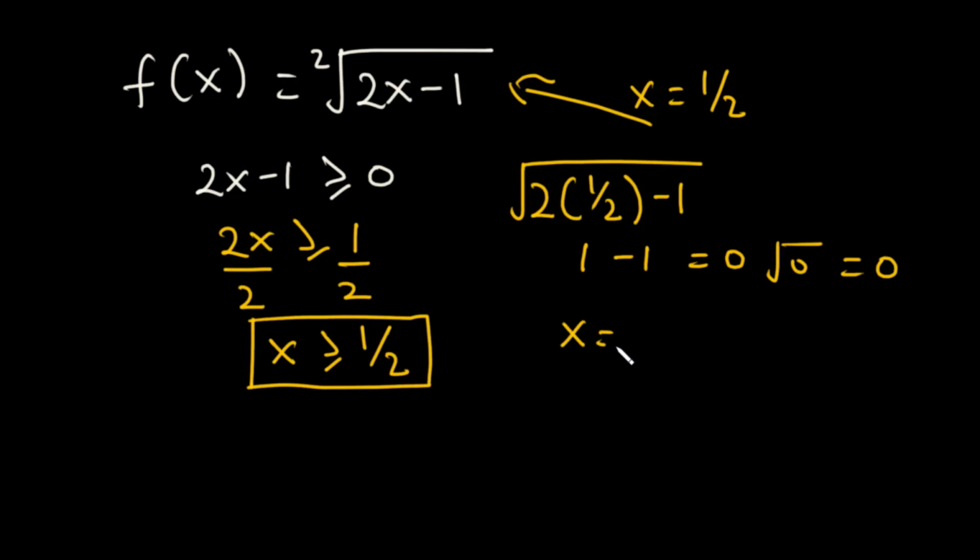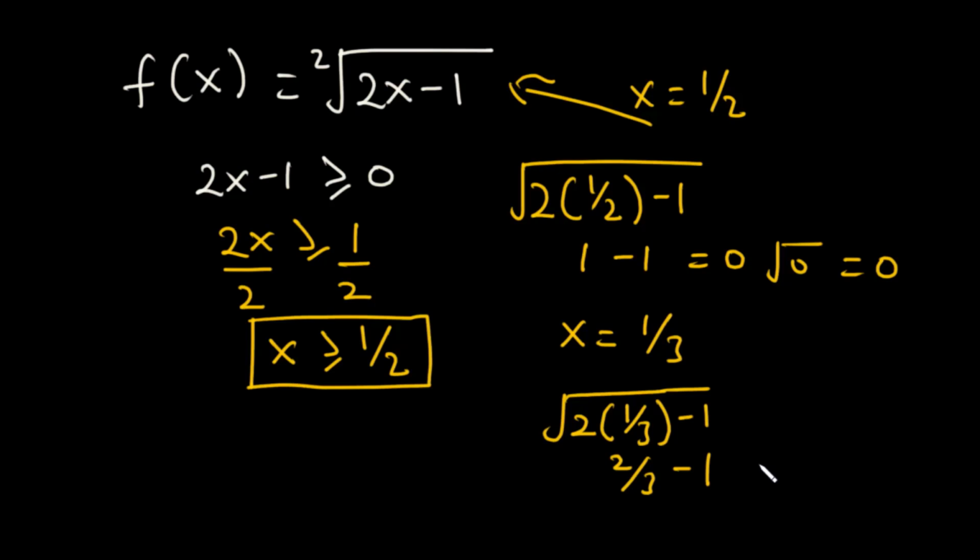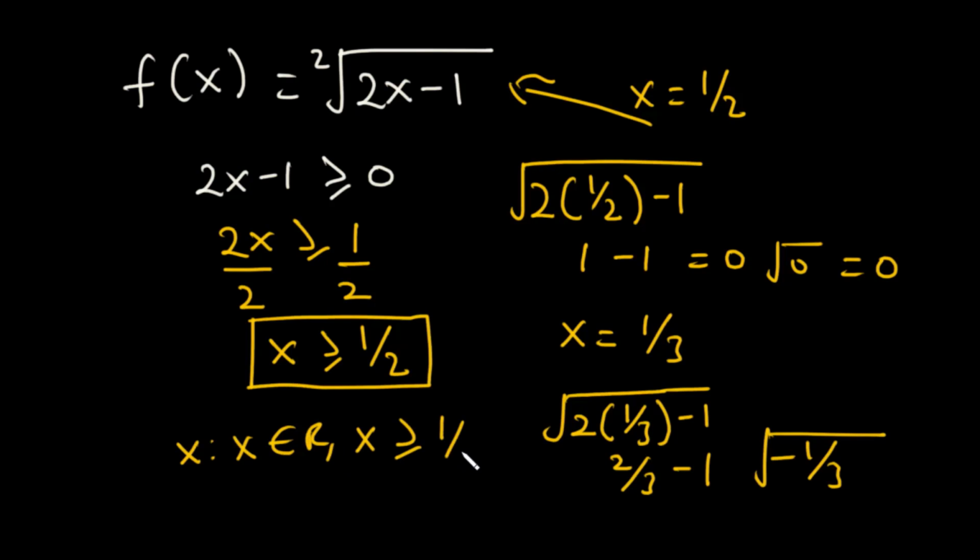Now let's say x = 1/3, which is less than 1/2. So it's going to be 2(1/3) - 1. Now 2 times 1/3 is 2/3, and then 2/3 - 1 is equal to -1/3. Since we cannot have the square root of a negative number, it means that the values of x that will make the function defined are greater than or equal to 1/2. So the domain can finally be written as: x is the set of all real numbers, x ≥ 1/2.